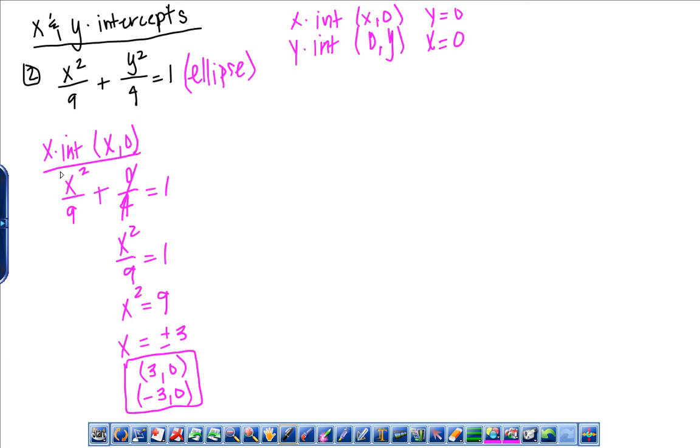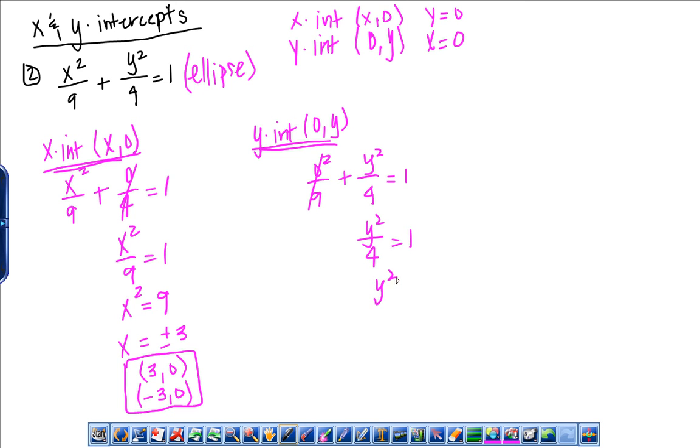Okay, now let's find your y-intercepts of the same problem. So that means you're going to have an x value of 0. So again, this kind of falls out really nice. So y squared over 4 equals 1. Multiply by 4. y squared is equal to 4. Square root. y is equal to positive and negative 2 because you're solving. So you have y-intercepts at 2 and -2.